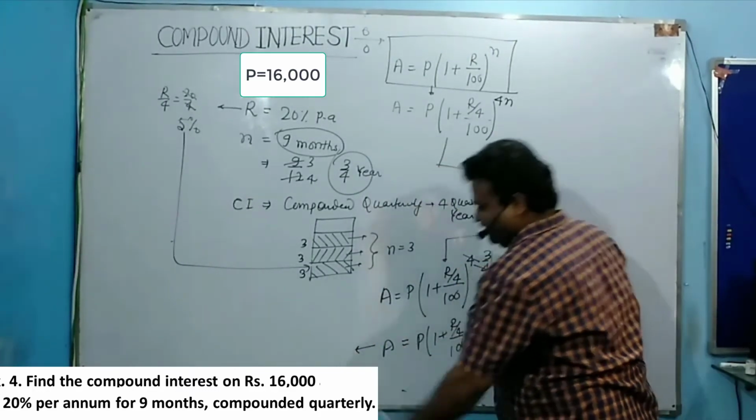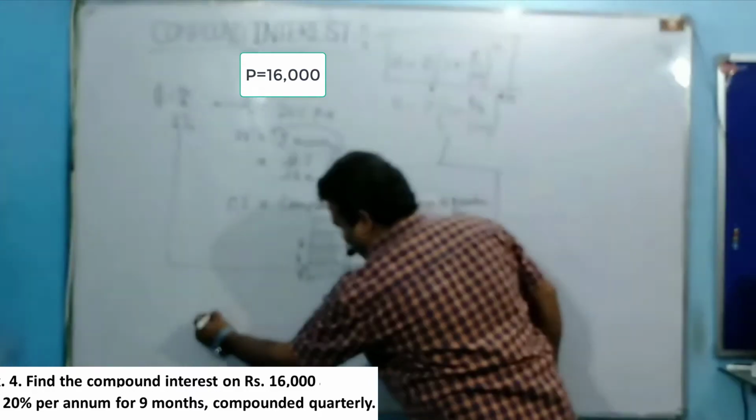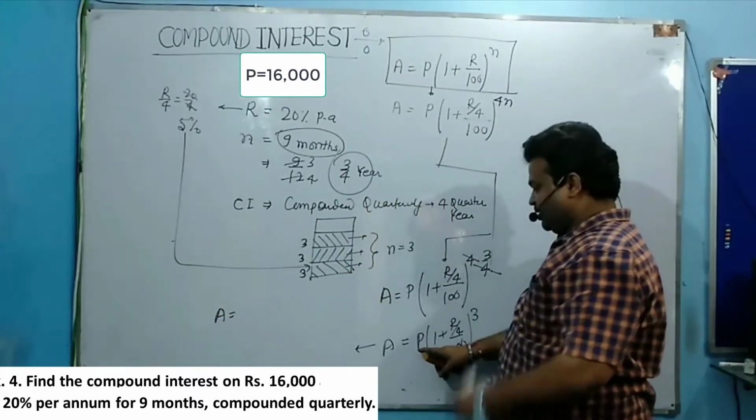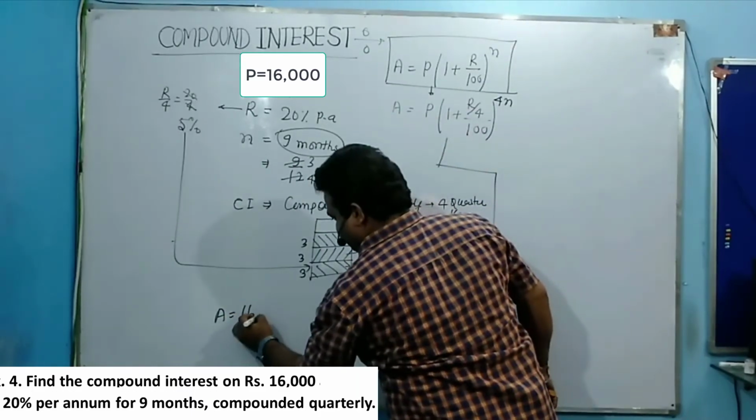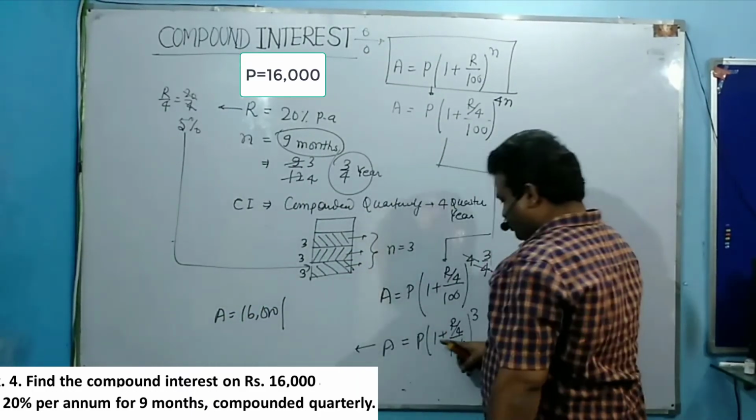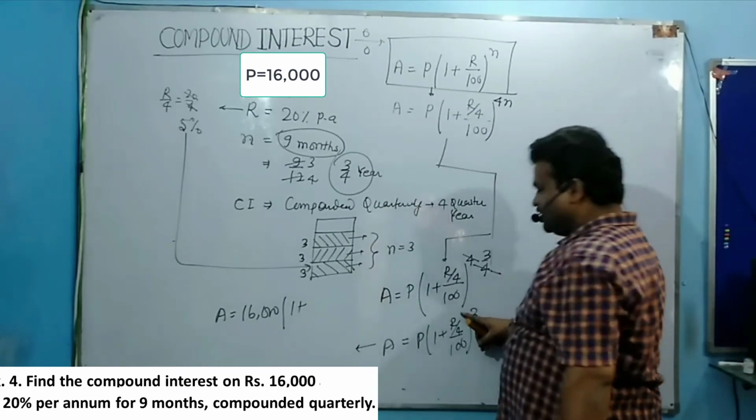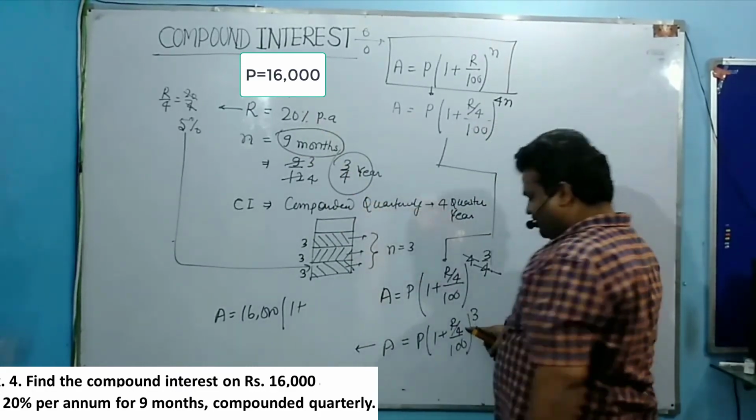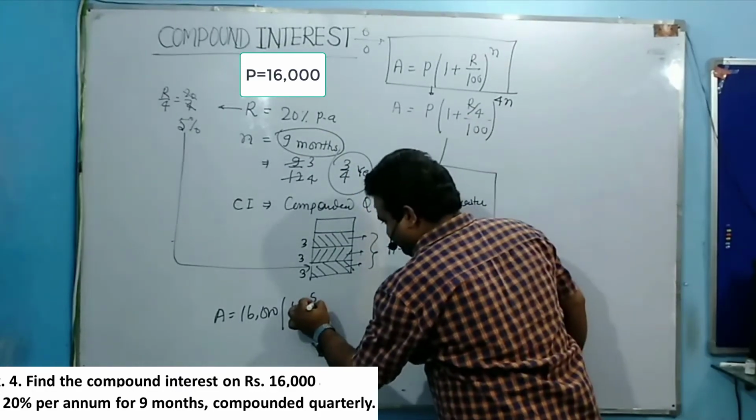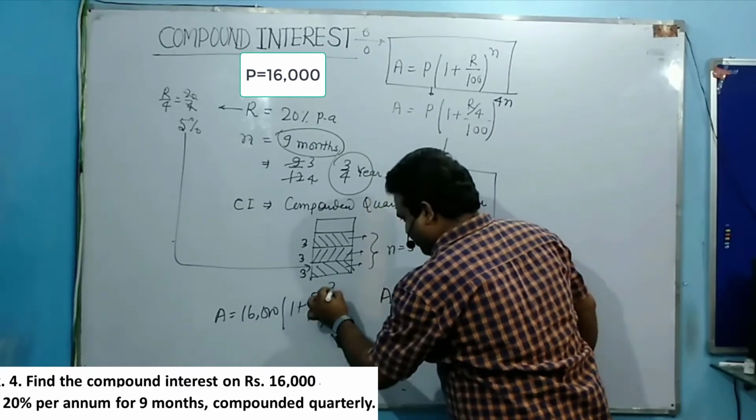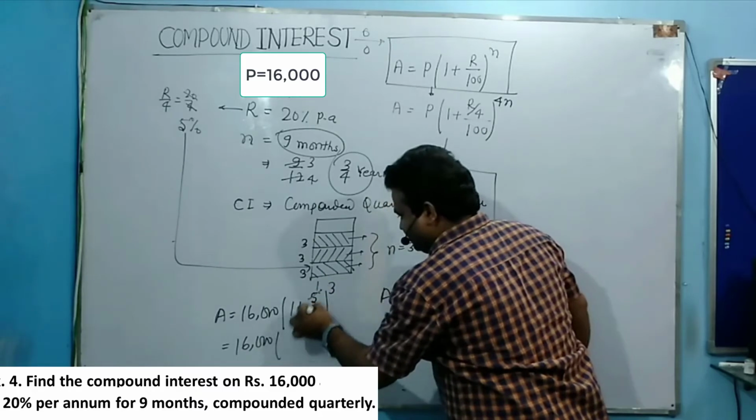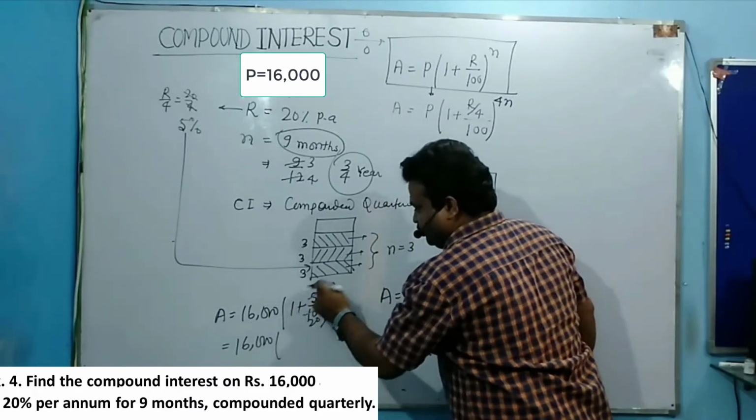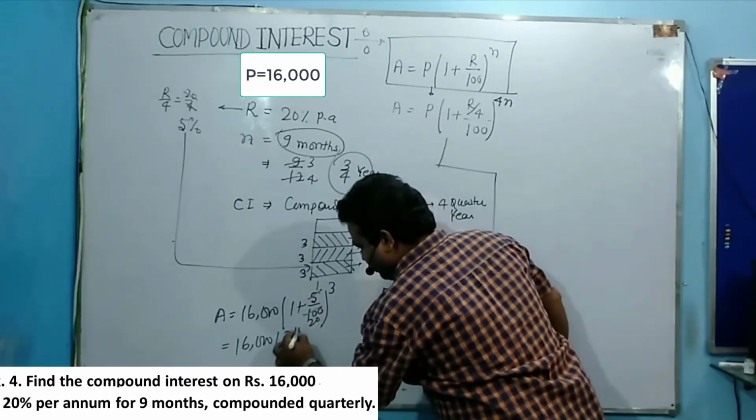Now I am putting every value in this. So what is my A value? P is 16,000. So 16,000 times 1 plus R is how much? 20 divided by 4, 5. So I can write here 5 by 100 raised to the power 3. Now this value is 16,000 times, 5 on the 5, 2 on the 2, 21 by 20 raised to the power 3.